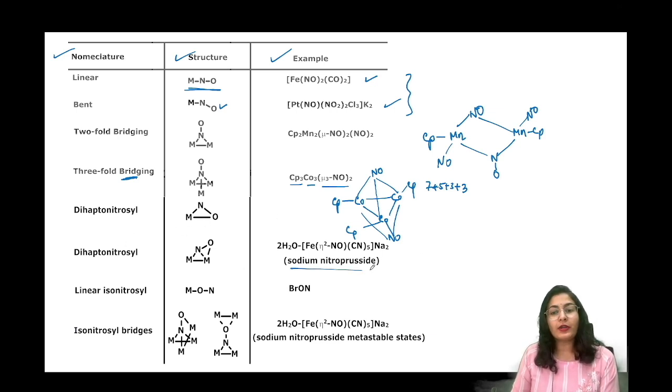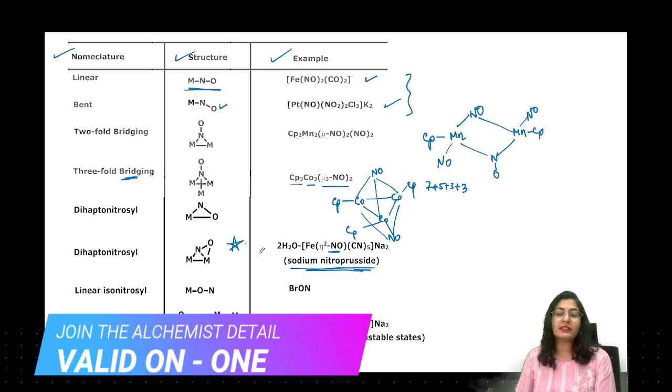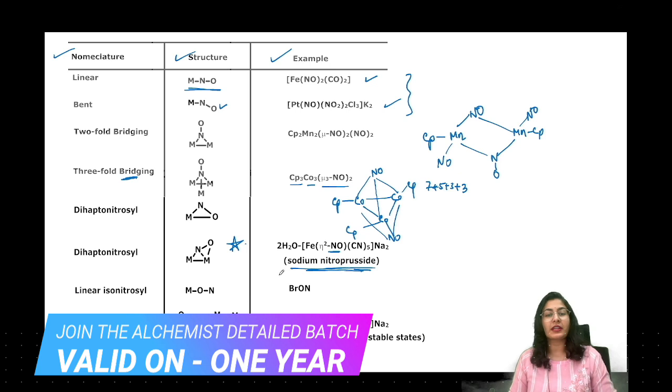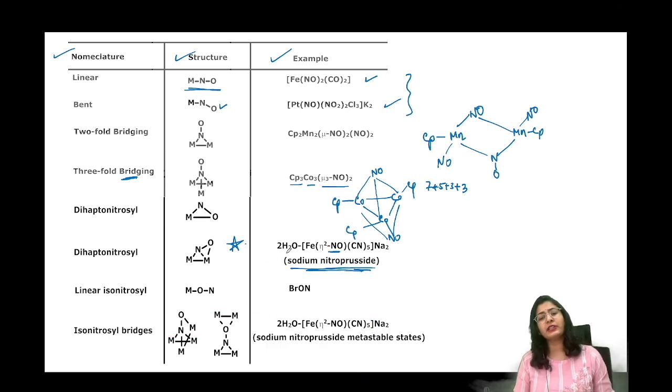Dihapto nitrosyl, see sodium nitroprusside solution. This is very important because its test also comes. So it is basically a nitrosyl which is dihapto, so connected to both the iron which are present. Okay, so this is important, just take care of this. Sodium nitroprusside: what does dihapto mean? It means that from both the nitrogen and oxygen it is bound with iron. This is the type of bonding I want you to understand.